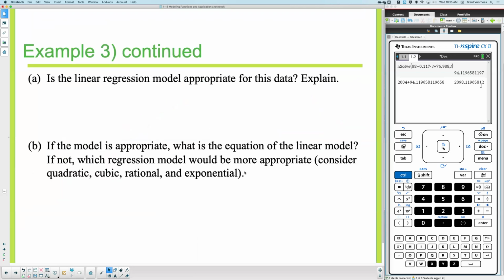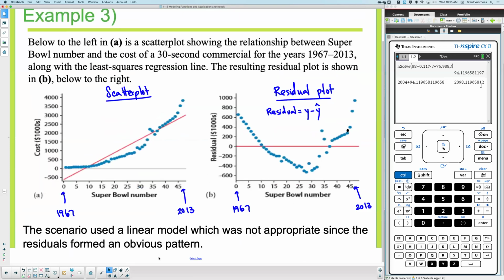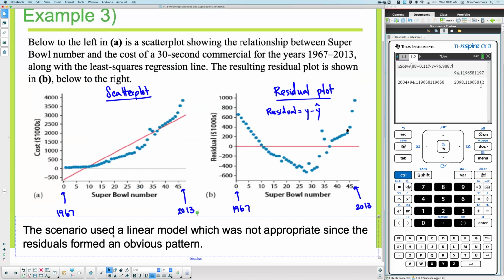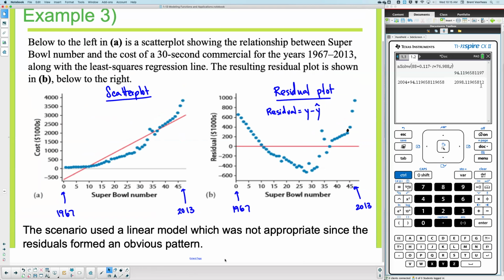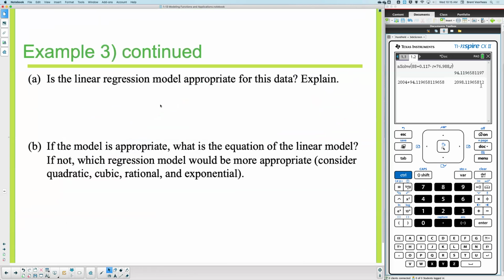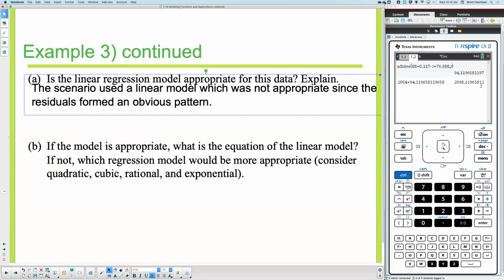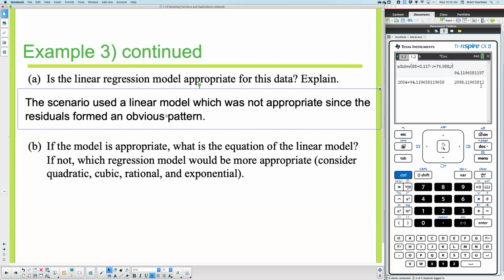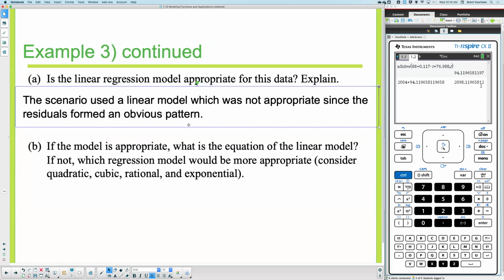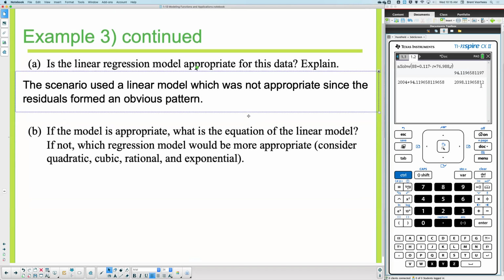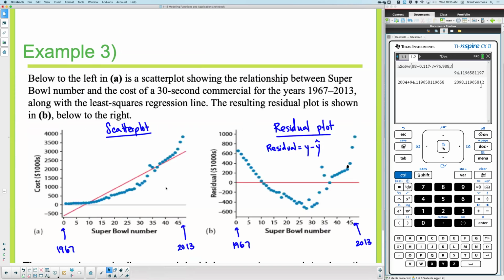All right. So I just answered this part right here. This would be the answer. Is a linear regression model appropriate for this data? It's not appropriate since the residuals form an obvious pattern. That's the explanation. Now, I gave you the answer to part B.